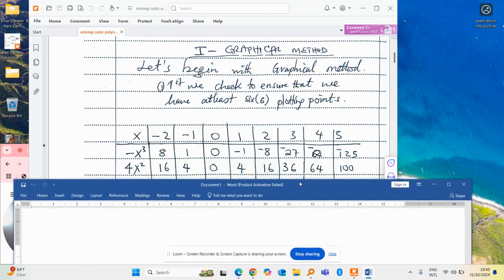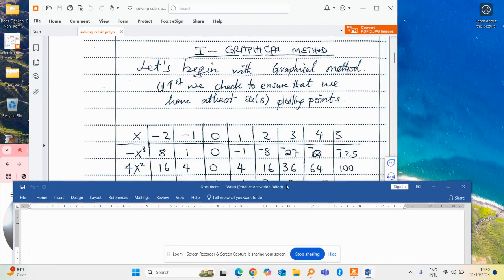The second term of the equation is 4x squared. So 4 multiplied by x squared. x squared is -2 times -2, which gives +4. +4 multiplied by 4 gives 16. And for -1, -1 times -1 gives +1, times 4 gives 4. And 0 is for 0, and 4 is for 4, and that continues like that.